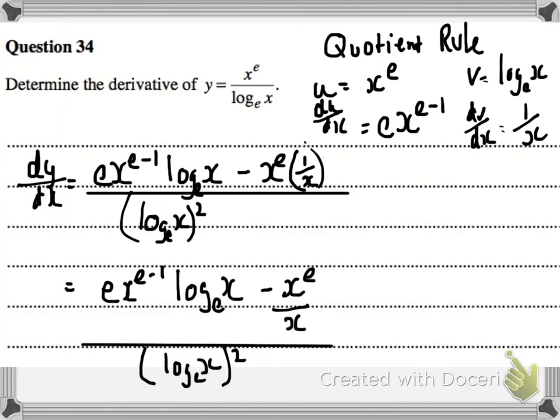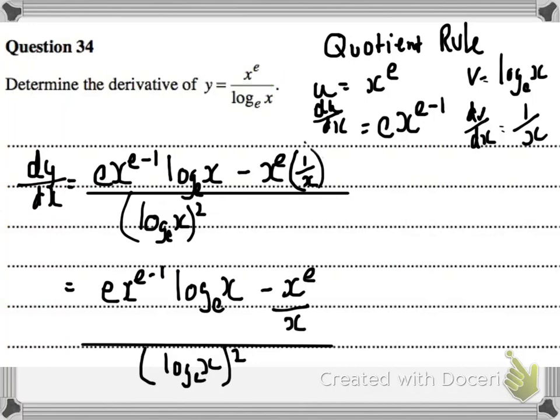We've got: determine the derivative of y equals x to the power of e over log x to the base e. Interesting question, because we haven't really dealt with this x to the power of e much in class. It didn't come up in the textbook very much. So there's nothing to worry about, because remember, e is a number, 2.718 whatever it is, and it just acts like any other number in that sense.